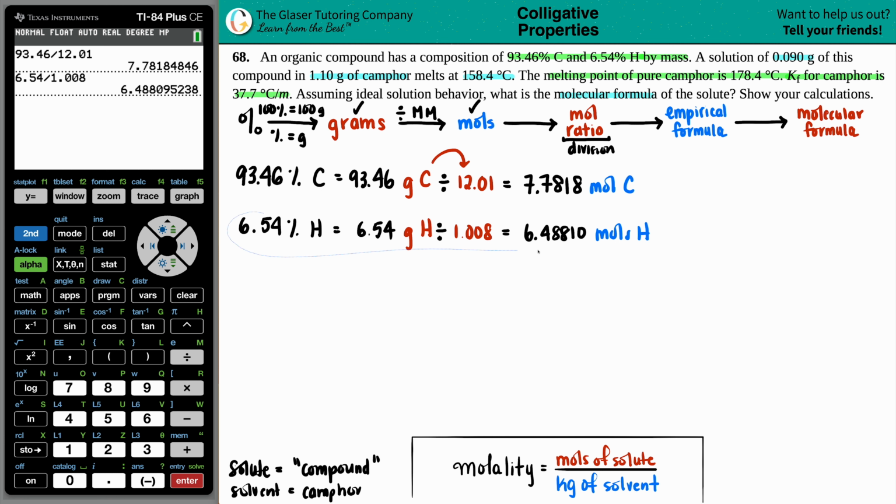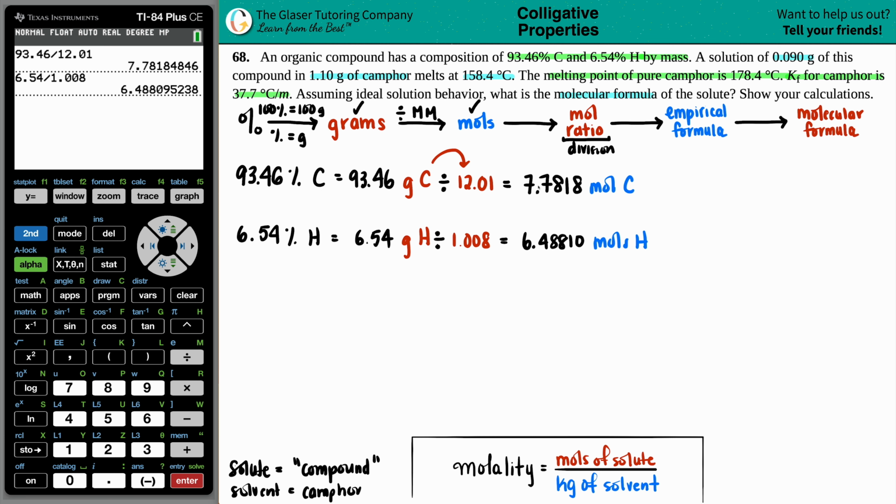So maybe I'll lower this a little bit. I'm going to take my 7.7818 divided by a number and 6.48810 divided by a number. But the question is, what is the number on the bottom? Well, we can go to the next step to figure out what it is. We always want to get to an empirical formula, empirical formula first and then molecular formula. But the empirical formula is always the lowest subscripts.